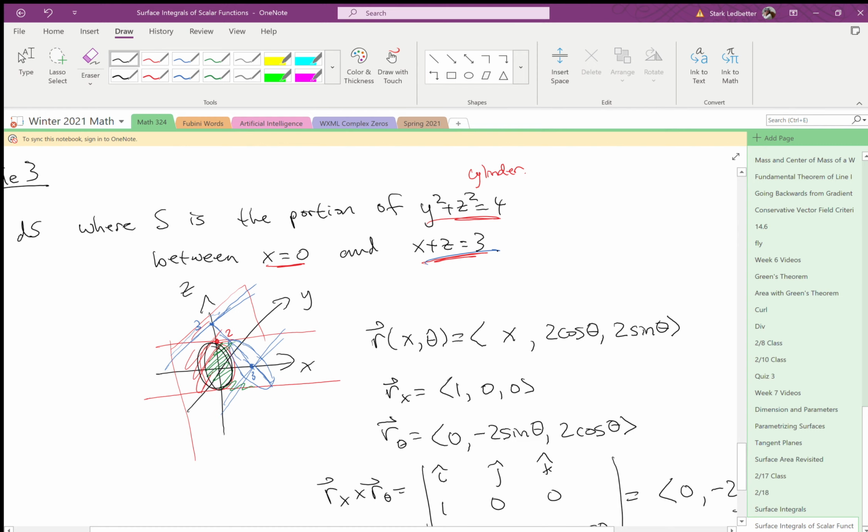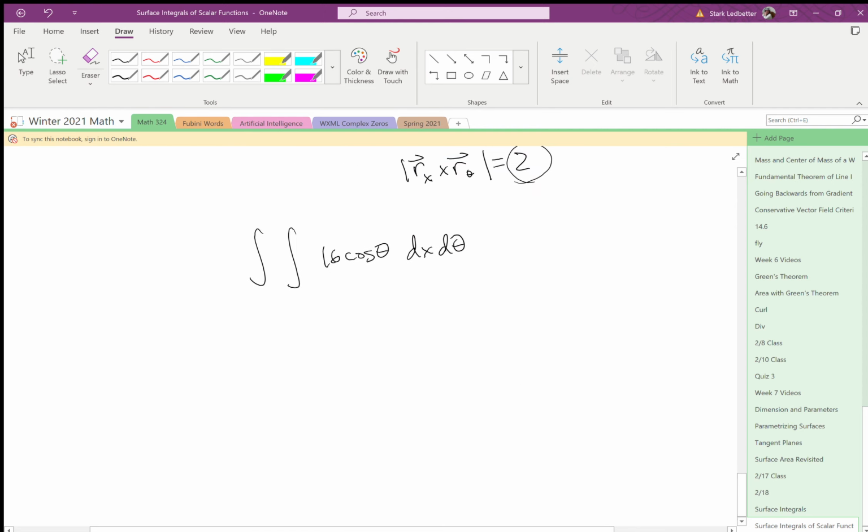And then for each value of theta, we actually get this x line on the cylinder. And x starts at 0 and goes to this plane, which is actually x equals 3 minus z, is another way to write this. But z is 2 sine theta. So this is x equals 3 minus 2 sine theta. Okay, so those are the bounds. Theta goes from 0 to 2 pi, and x goes from 0 to 3 minus 2 sine theta. Okay, so let's work that out quickly.